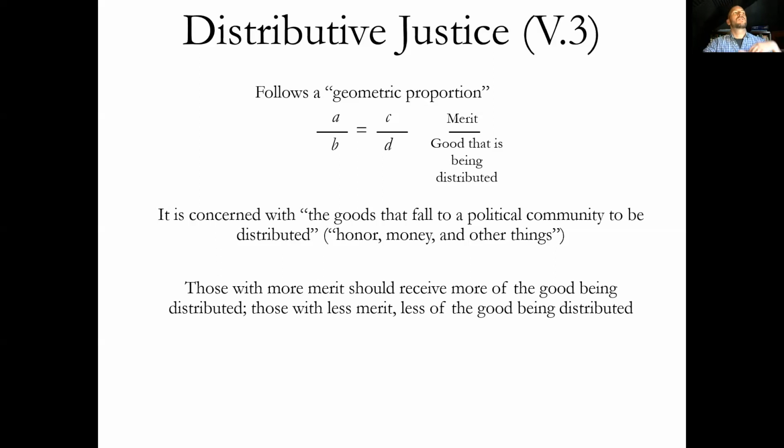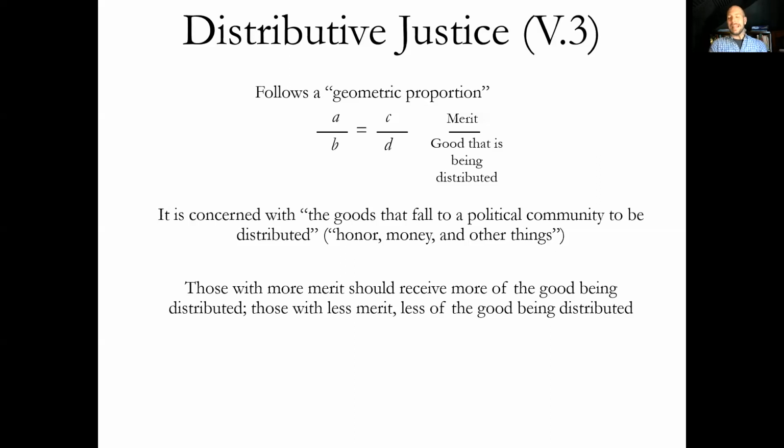What it means to distribute according to a geometric proportion is that those with more merit, whatever that is, should receive more of the good that we're considering. He hasn't said anything about what he means by merit yet. And maybe the good is money, maybe it's honor, maybe it's something else. But those with more merit should receive more of the thing being distributed. Those with less merit should receive less of the thing being distributed.